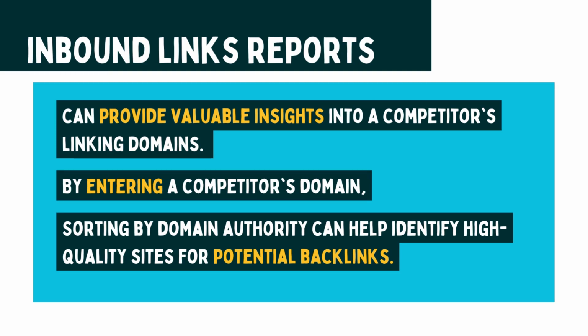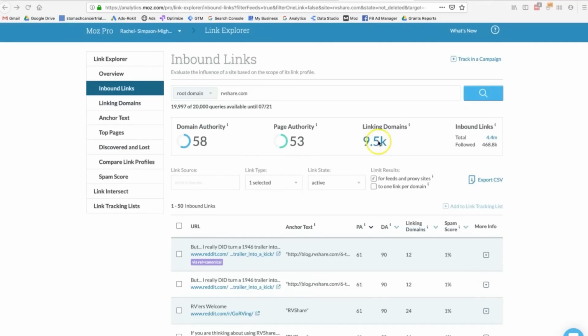Sorting by domain authority can help identify high-quality sites for potential backlinks. In the example given, the report revealed that the competitor had over 8,000 linking domains, with notable sites such as Reddit, the New York Times, and the Washington Post linking to them. Certainly, I wouldn't want to go through all 8,000 links. Instead, I can narrow down my search by filtering the results by specific link sources, types, or states. If necessary, I can export the report for further analysis.